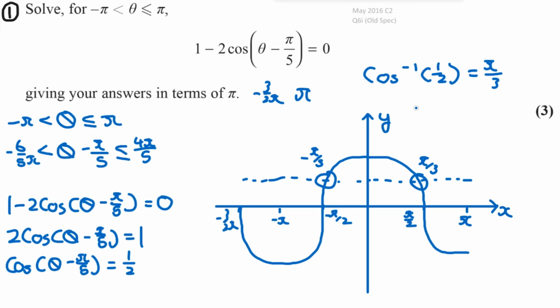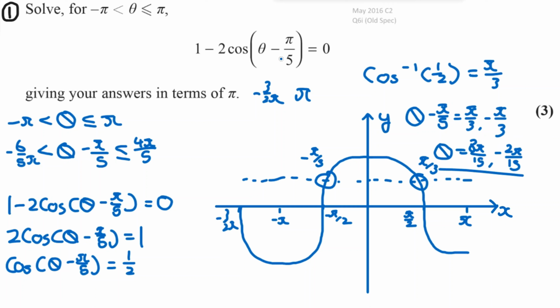So therefore theta minus pi over 5 is equal to pi over 3 and minus pi over 3, and therefore theta is equal to, and then we just add pi over 5 to both sides, so pi over 3 becomes 8 pi over 15, sorry, and minus pi over 3 becomes minus 2 pi over 15. And then these are the two solutions for theta, and again you can sub these back in as theta for this equation, and you should get out an output of 0.